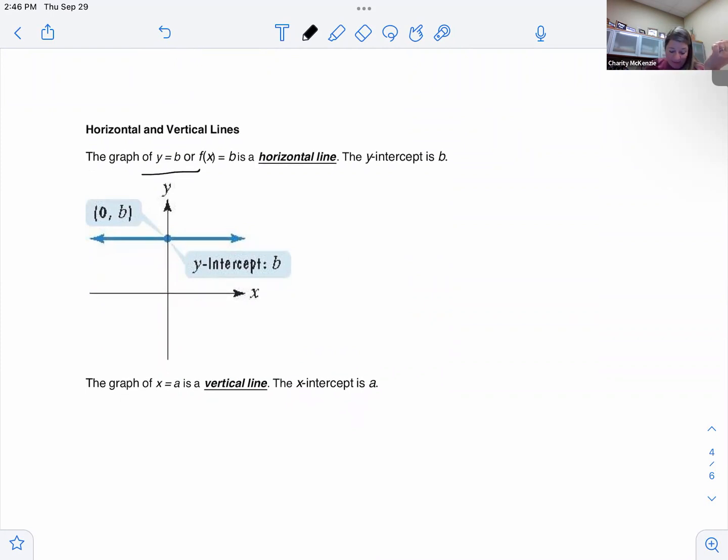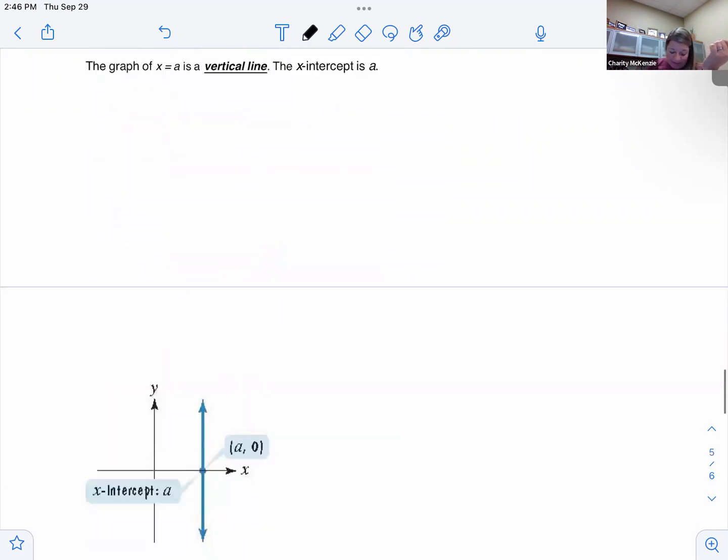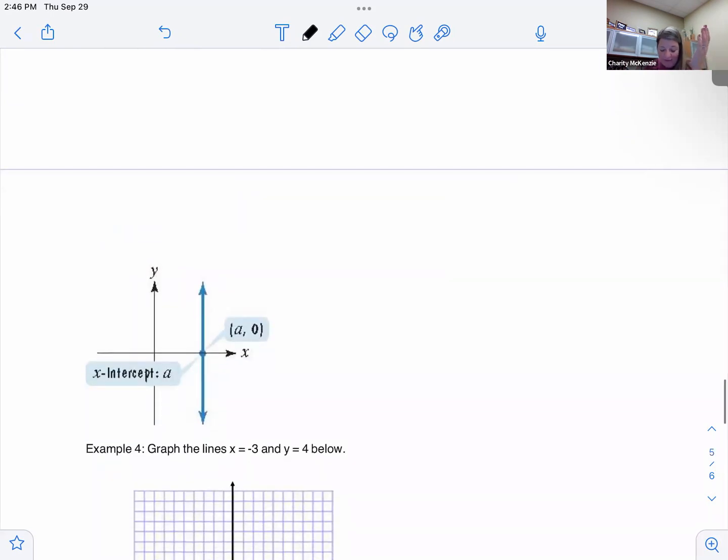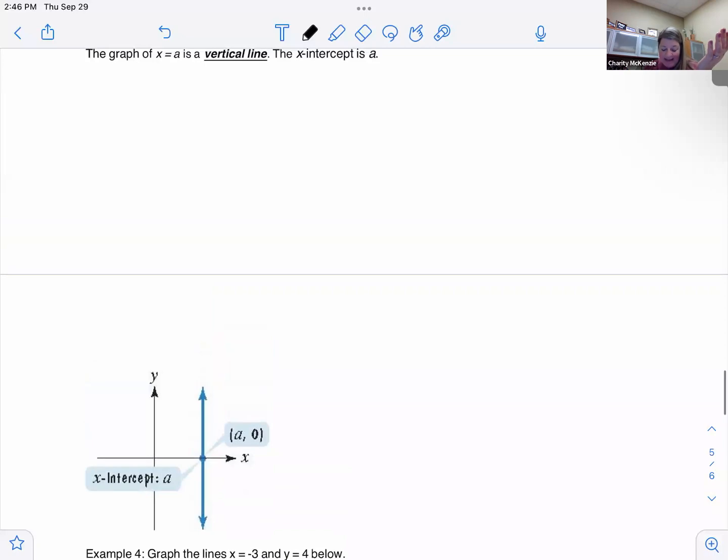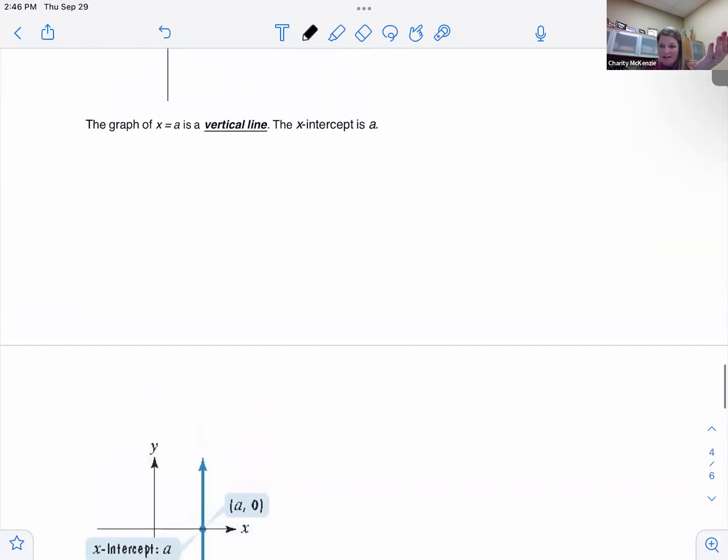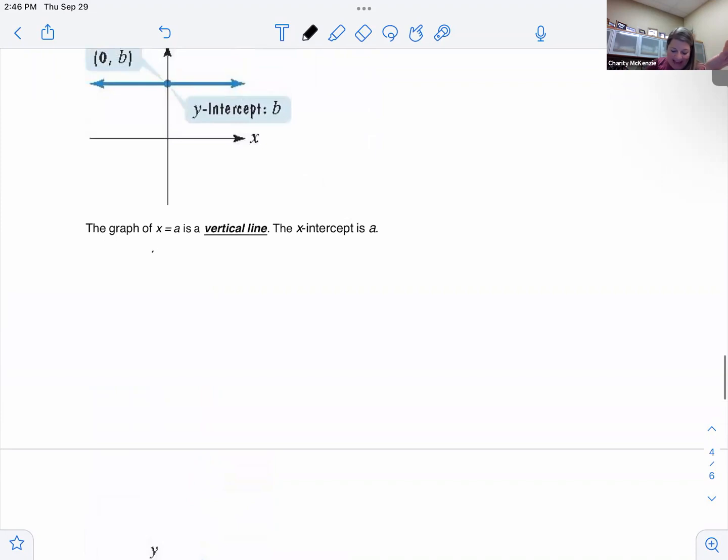Vertical's the opposite. A vertical line is straight up and down. So when I have a vertical line, it is x equals, it doesn't cross the y, so they're always x equals for a vertical line. Y equals is horizontal, x equals is vertical, okay?